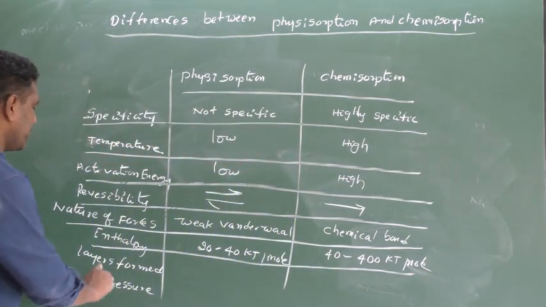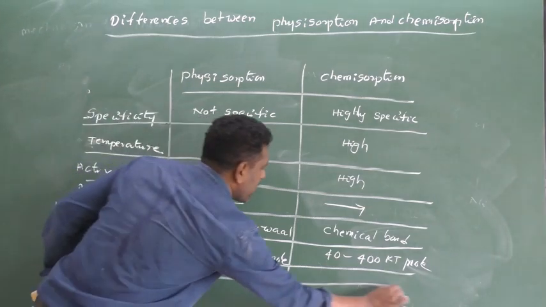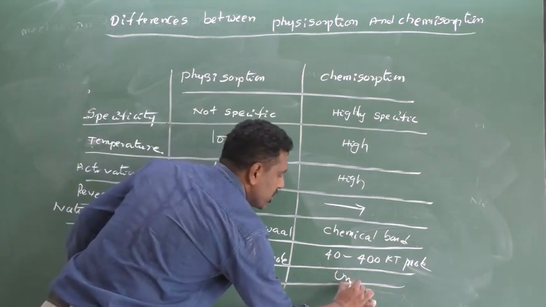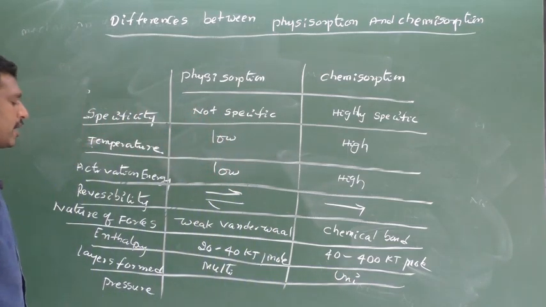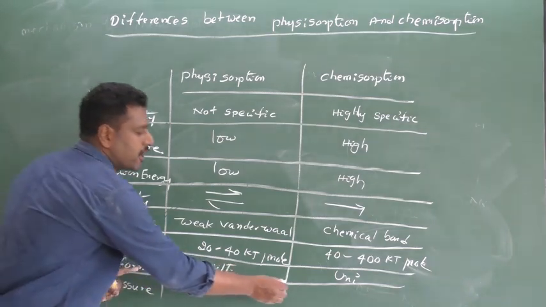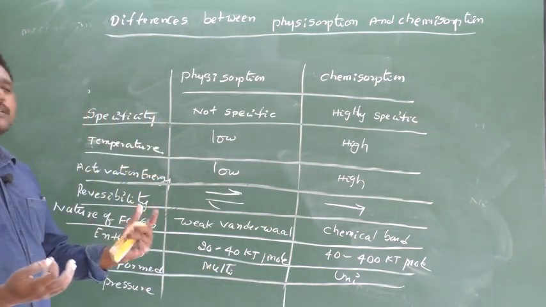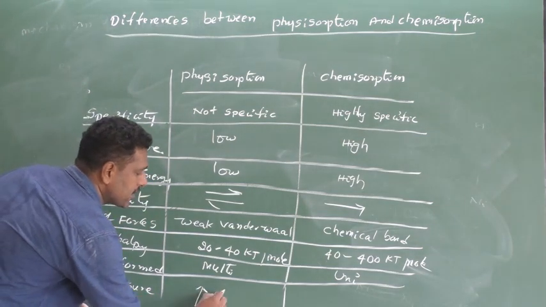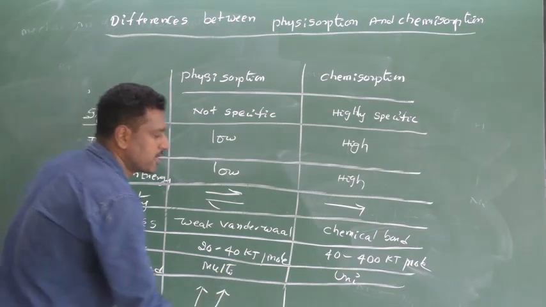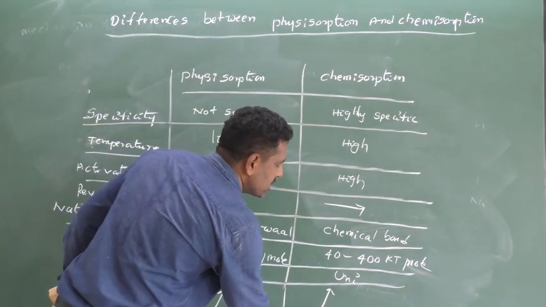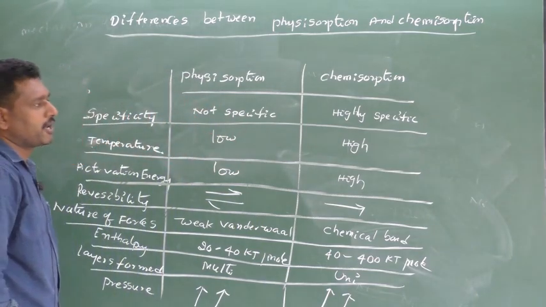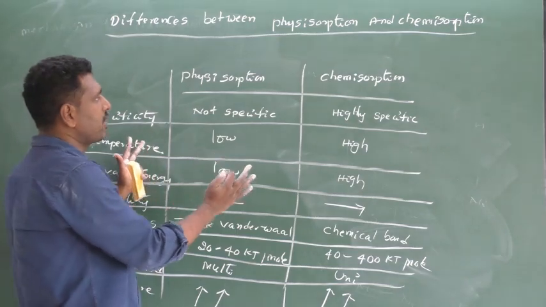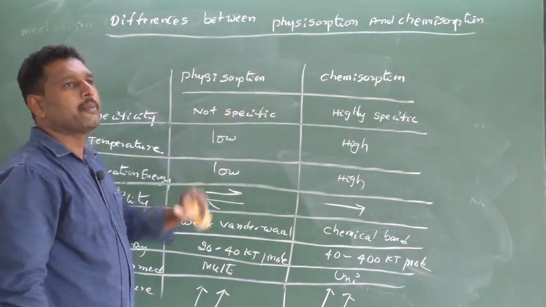Layers formed. Physical adsorption is formed in multilayers, but chemical adsorption is a unilayer. Pressure: if pressure increases, physical adsorption also increases. If pressure increases, chemical adsorption also increases. So these are the differences between physical adsorption and chemical adsorption.